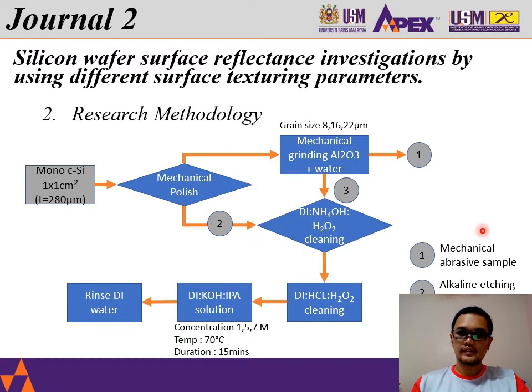And here I also put in the legends, so that it's self-explanatory. The first sample is the mechanical abrasive samples. The second one is the alkaline etching samples, coming from here. And the third is the combined samples, coming from here.